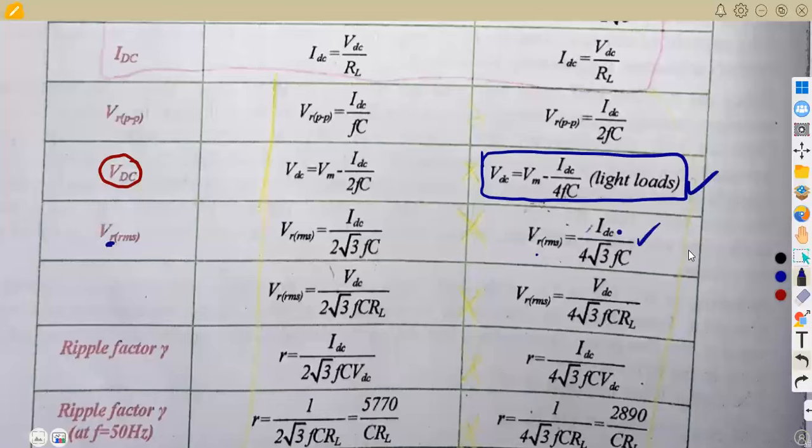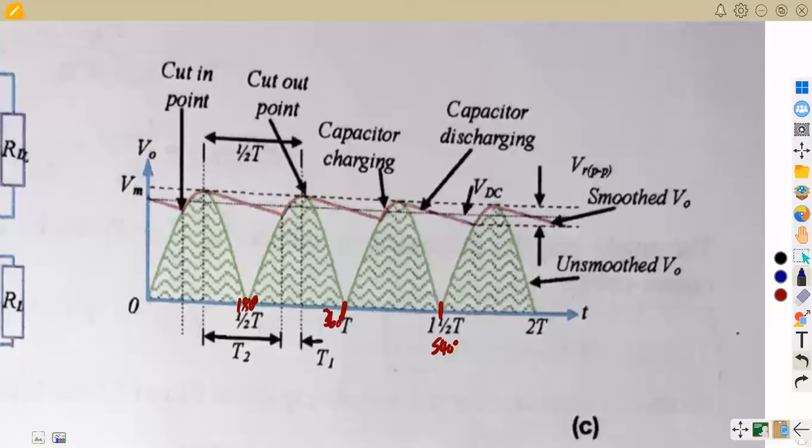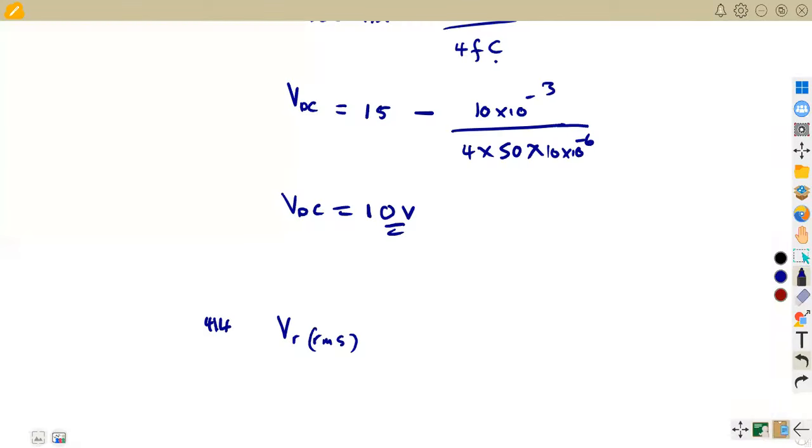So remember, we are dealing with a full wave rectifier in this case. All right, so that's the formula that is going to be the best to apply here. This is given, as we saw, as IDC, which is the output current, over 4 square root of 3 times the frequency times the capacitance.